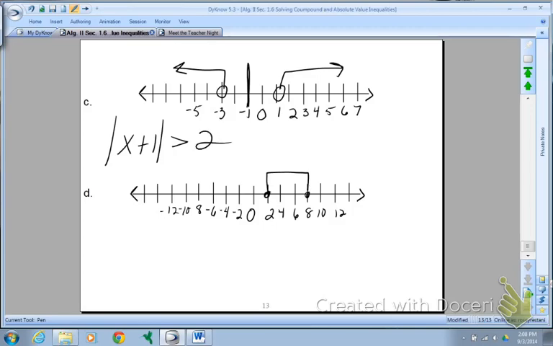Good. And then example D, now notice we're counting by 2's, but what's the center? 5. 5 is the center. Does everyone agree? And it's an and, so it's x minus 5. Absolute value of x minus 5 is less than, it's a closed circle, so less than or equal to. How many places did we have to move? 3.